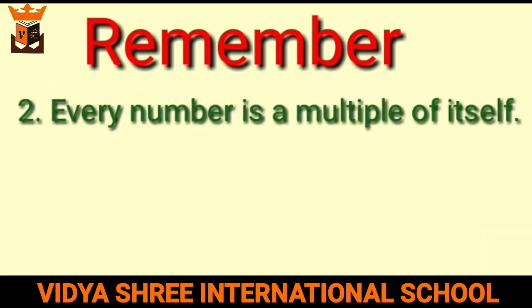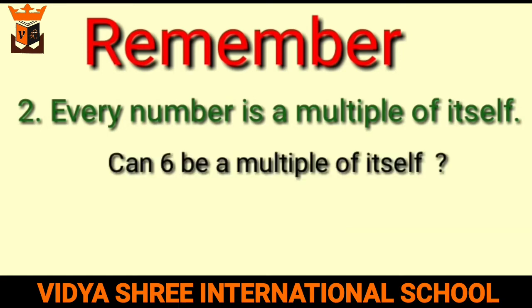Second one, every number is a multiple of itself. Can 6 be a multiple of itself? Yes, because 6 multiplied by 1 is 6. And it will be true for other numbers also. So we can say every number is a multiple of itself.